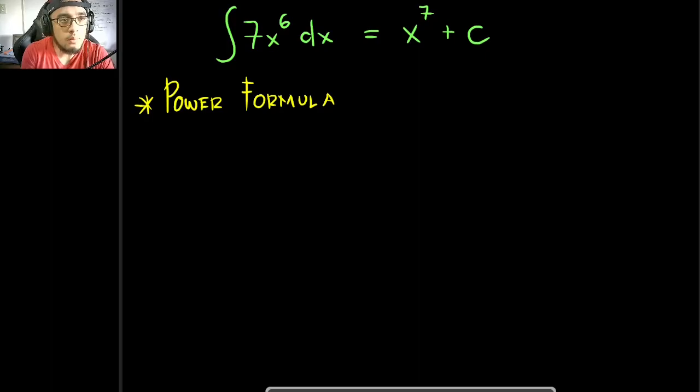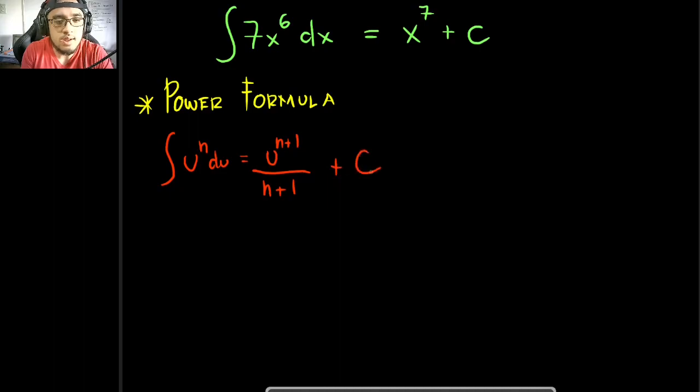So for our power formula, the general equation of it is that if we are to get the integral of u raised to n times du, this is to be equal to u raised to n plus 1 over n plus 1, plus c. So this is to be its general formula. So now, using this equation right here, let's use it to solve for the integral of 7x raised to 6 dx and check if we are to get this value right here.